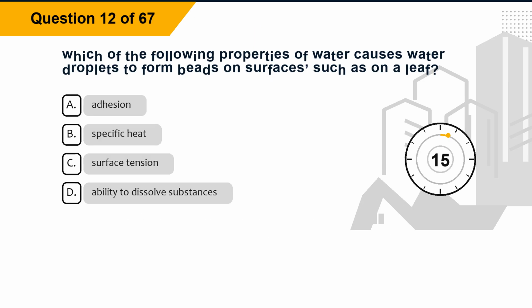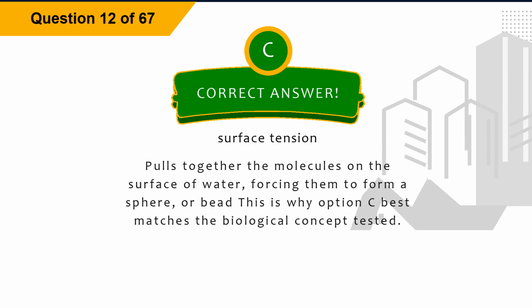Question 12. Which of the following properties of water causes water droplets to form beads on surfaces, such as on a leaf? Option A, adhesion. Option B, specific heat. Option C, surface tension. Option D, ability to dissolve substances. The correct answer is option C, surface tension. Explanation: surface tension pulls together the molecules on the surface of water, forcing them to form a sphere, or bead. This is why option C best matches the biological concept tested.